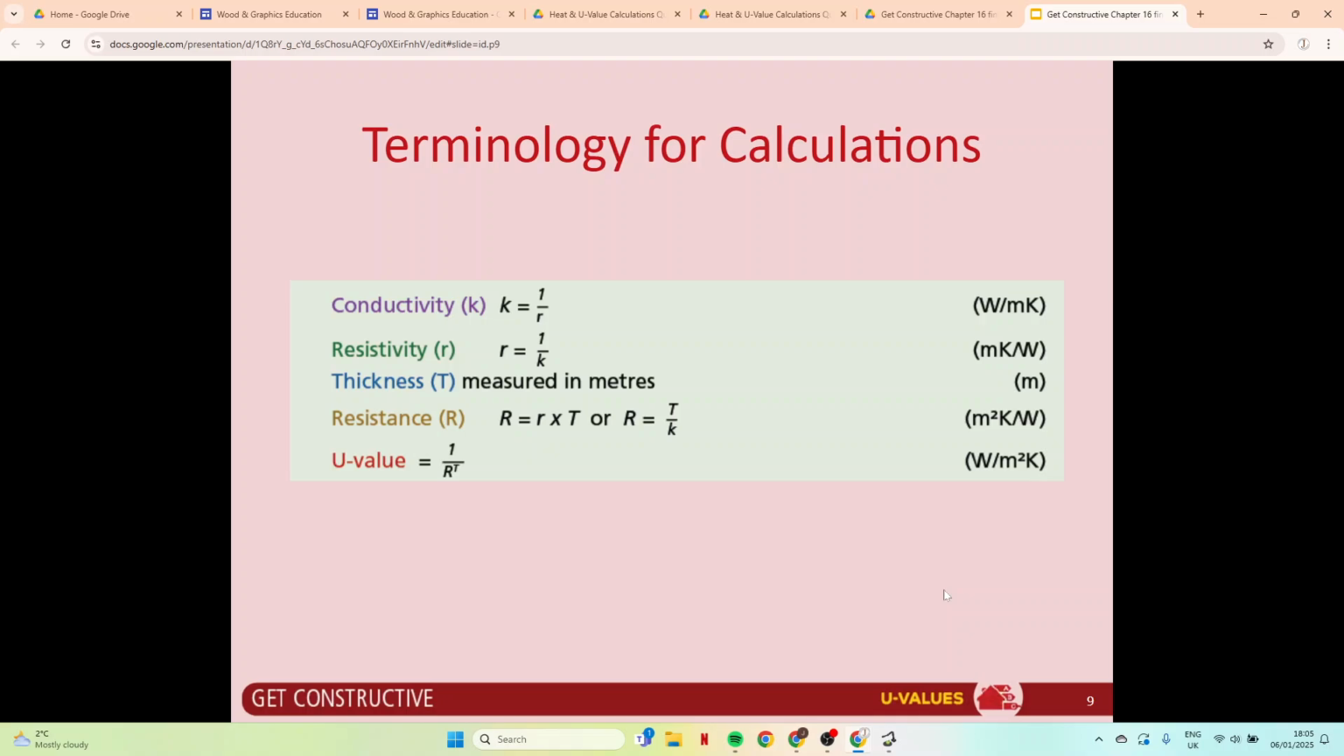You have your resistance there, so in this case big R, resistance equals resistivity times thickness, so multiplying. And then you also have resistivity equals thickness divided by conductivity. You also have that included in this. You also have U values there of 1 over RT. RT in this case just stands for total resistance. So that's everything added up together.